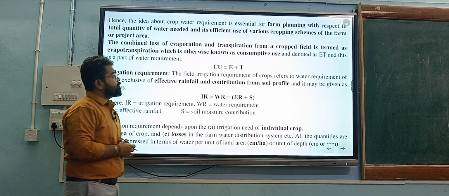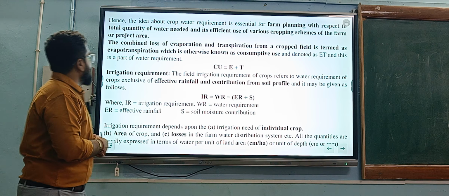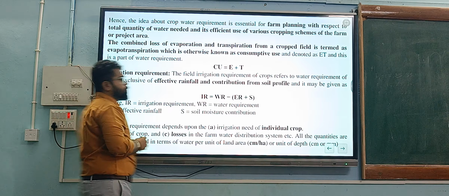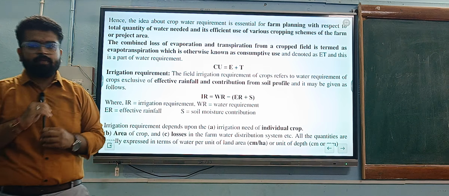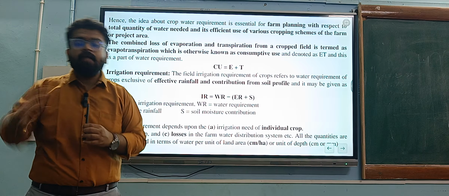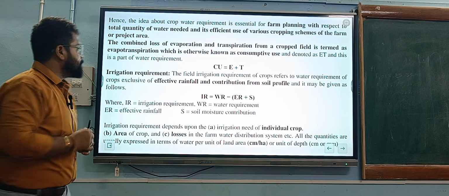The combined loss of evaporation and transpiration from a crop field is termed evapotranspiration. This is a very important term. What is evapotranspiration? The loss of water taken from the plant, we call transpiration. When it is lost from the land surface, we call it evaporation. The combined loss of both, we call evapotranspiration or consumptive use of water.